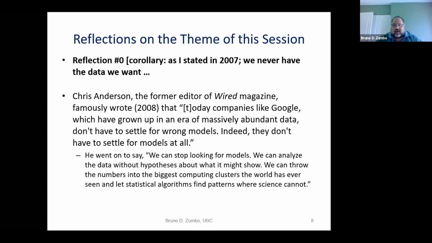A corollary of this is that we really never have enough data. In 2007, in my chapter on validity in the Handbook of Statistics, a volume dedicated to psychometrics, one of the things I talked about is we never have enough data. In fact, the worst thing about it is we really never have the data we want.